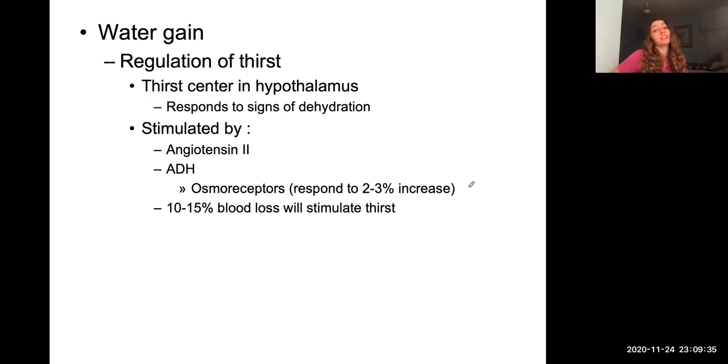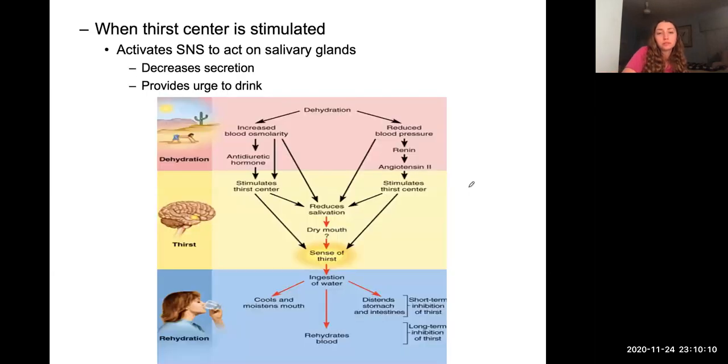The regulation of thirst is in the hypothalamus in response to signs of dehydration, and this stimulates ADH to be secreted, which allows for reabsorption in the distal portion of the nephron, and this also stimulates your thirst. It's also stimulated by angiotensin 2, ADH, and osmoreceptors. And blood loss will also stimulate thirst because it wants to replace the blood that you've lost.